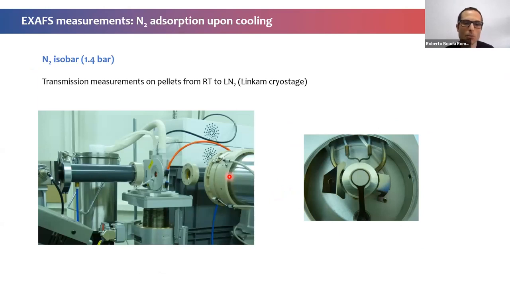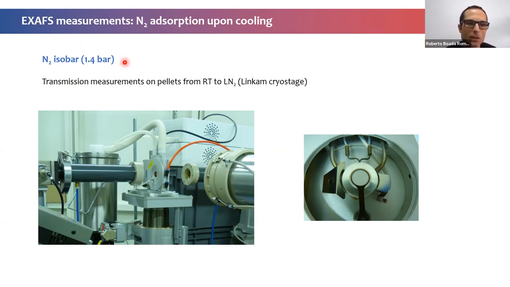The experiments were performed in isobar conditions, because at that time we were developing the instrumentation. We had this Linkam cryostage, which is similar to the one that can be used for electron microscopy, and we were doing experiments in transmission mode using powder pelletized in the form of 13 millimeter pellets. We were fixing the nitrogen pressure and cooling down.